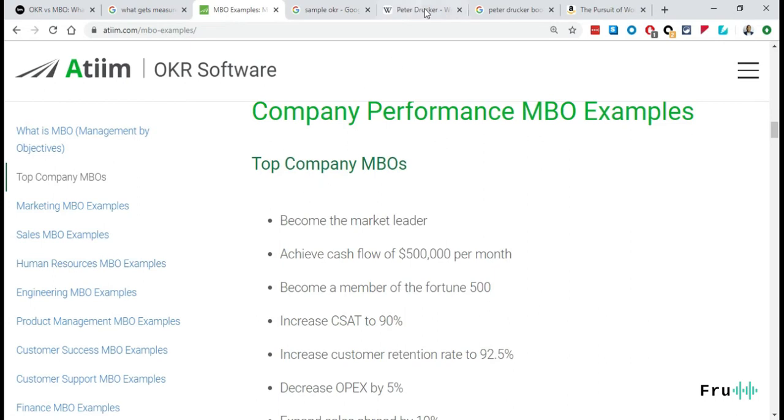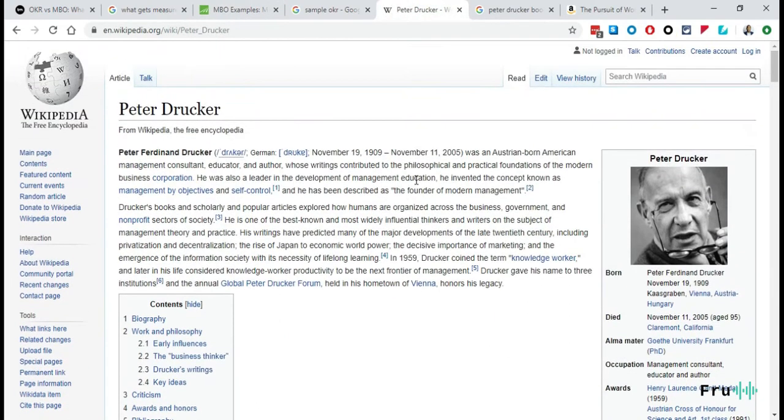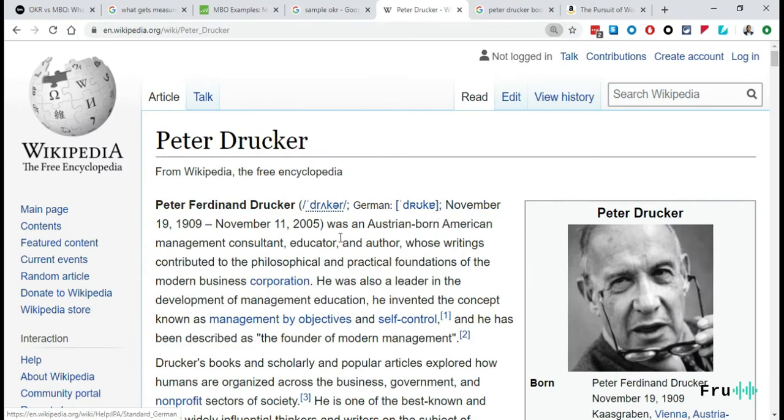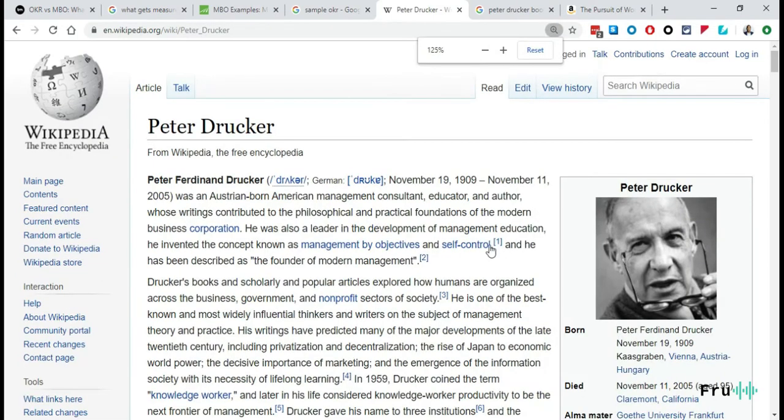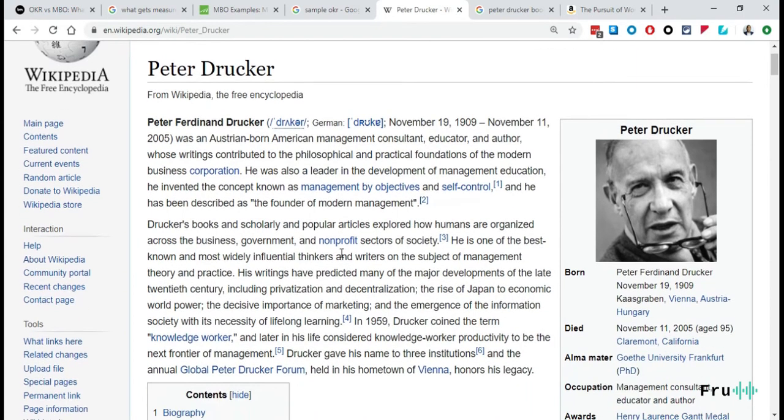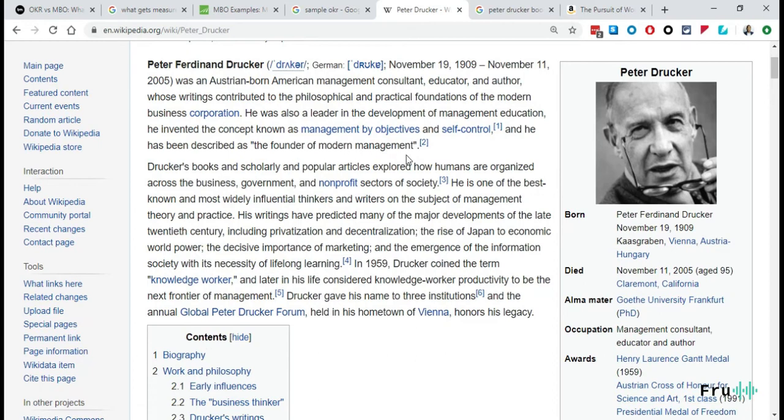So Peter Drucker was the one that popularized this. If you've read anything about management, or taken an MBA class or any management class, guys, sooner or later Peter Drucker's name is something that will come up. A lot of management books have been written by Peter Drucker. So here is a little bit of his bio. He lived from 1909 to about 2005, it seems like that's when he died. He is the founder of modern management.